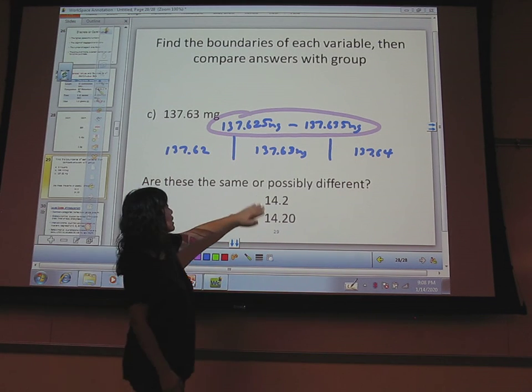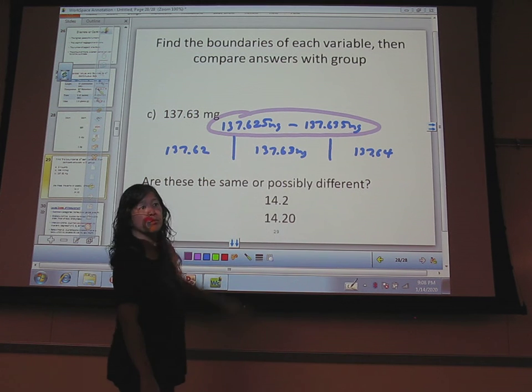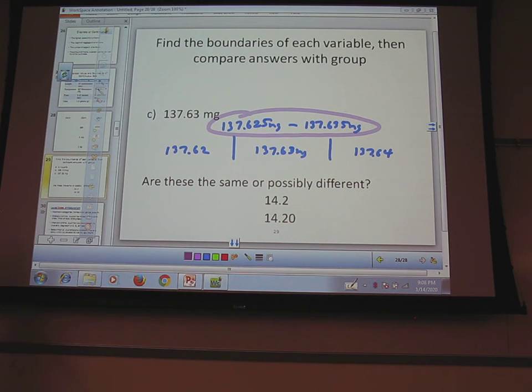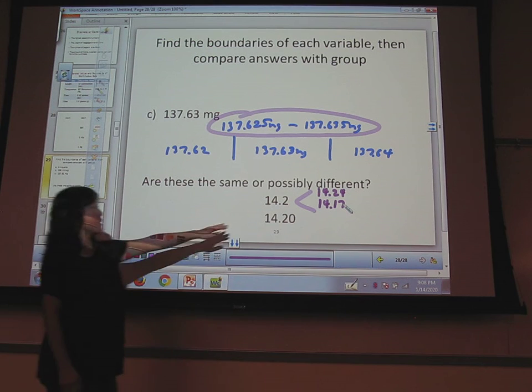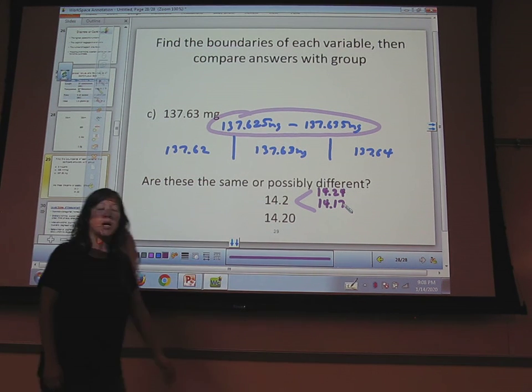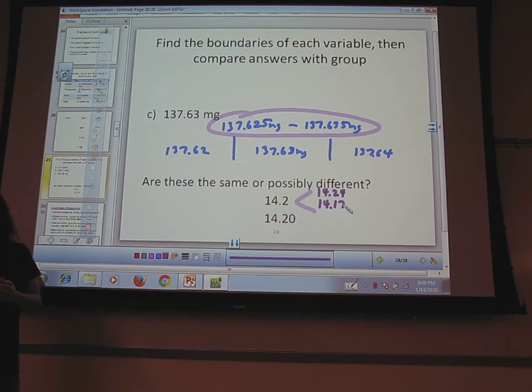So let me ask you this. Are these two numbers the same or possibly different from each other? Yeah, they're possibly different. 14.2, it could be that I rounded. And it really could be that this could be 14.24 or 14.17, I don't know. So it could be the same as this or it could possibly be different. What we call this is the precision.